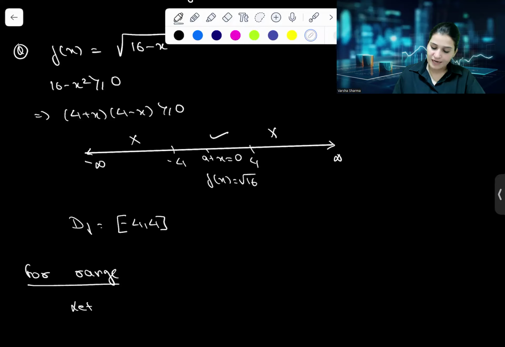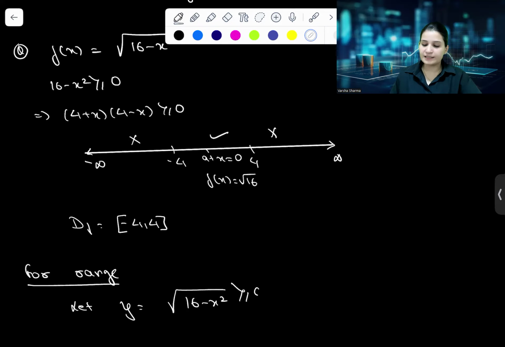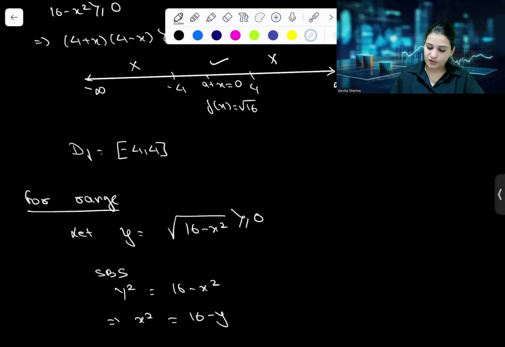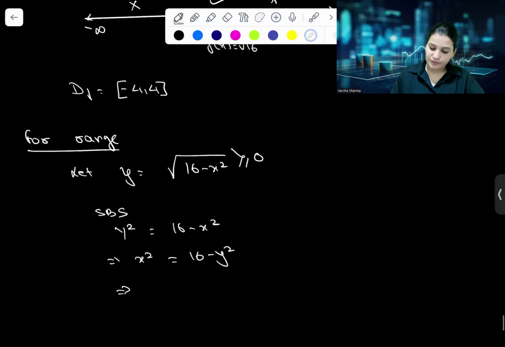Now for range, let y equal under root 16 minus x square. As soon as we take the root over term, we know that this has to be greater than or equal to 0. So squaring both sides, y square is 16 minus x square. x square is 16 minus y square. x will be plus minus under root 16 minus y square.